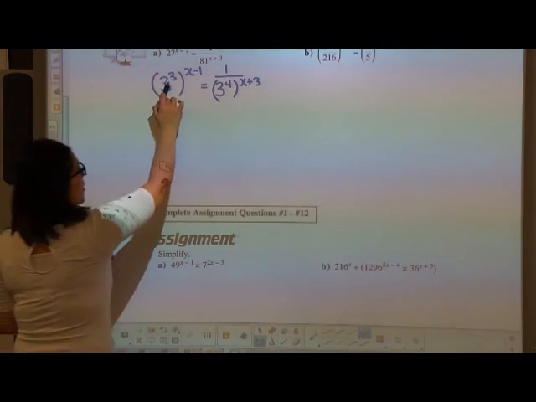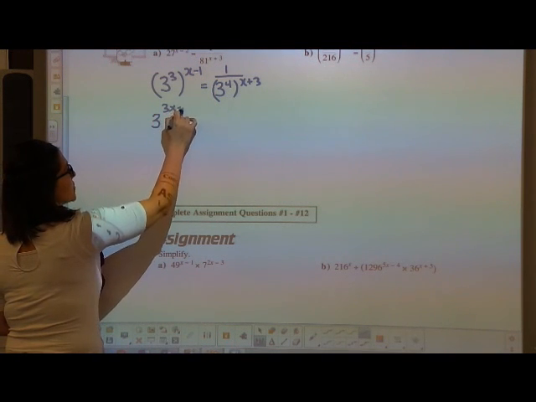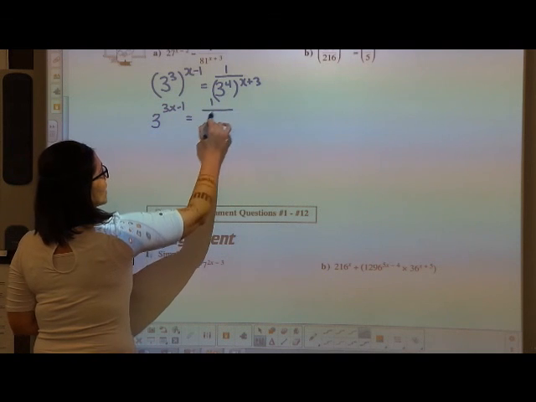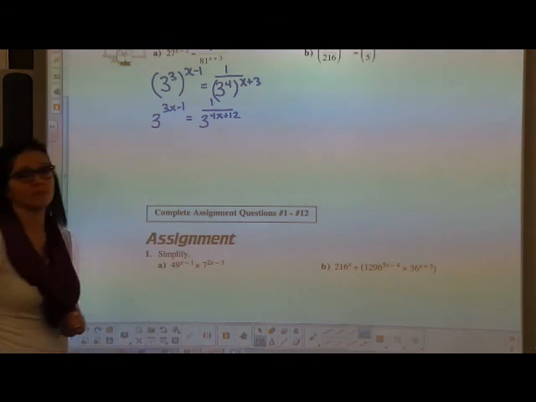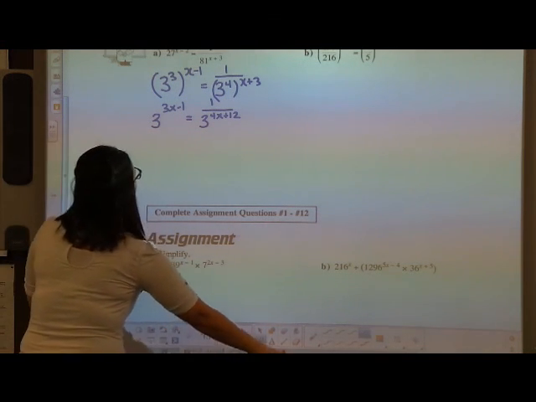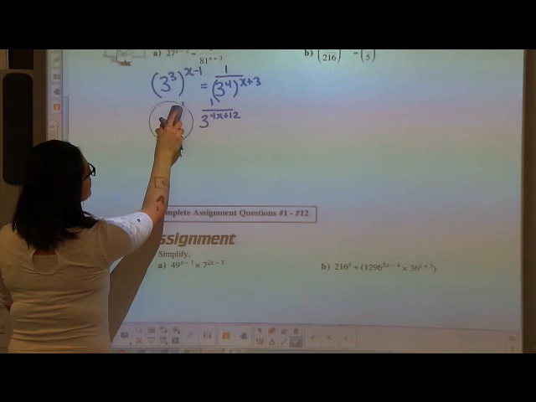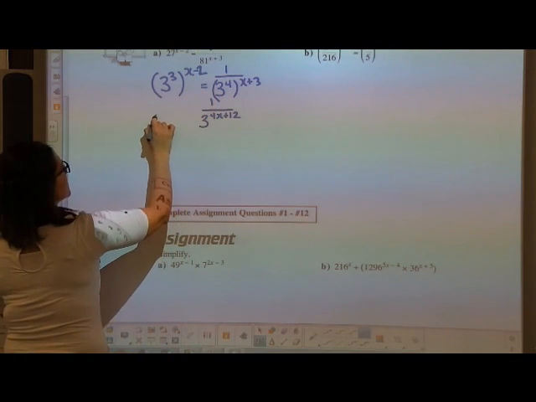So now I multiply my exponents. I get 3 to the power of 3x minus 1 over 1 over 3 to the power of 4x plus 12. Why is it 3x minus 1? Shouldn't it be 3x minus 3, sorry. Shouldn't it be 3x minus 6? Yeah.